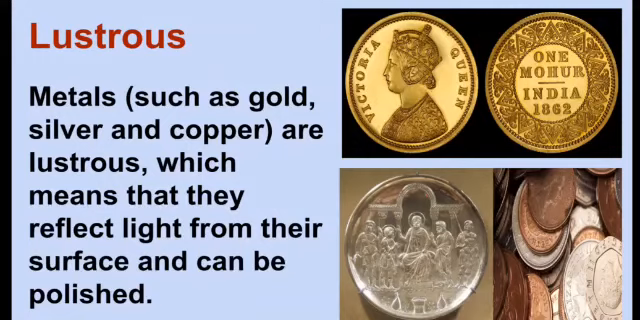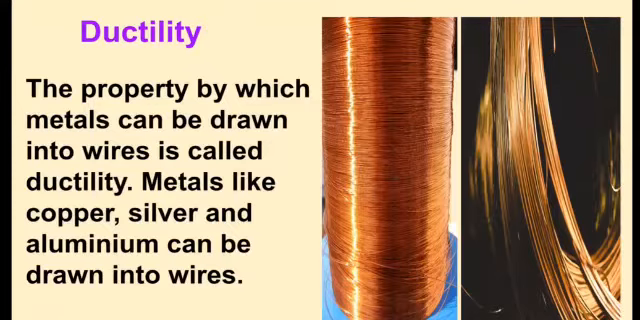Now, we will study the lustrous quality of metals. What is luster? Luster is a quality of giving a shiny surface. Okay. Metals such as gold, silver and copper are lustrous, which means that they reflect light from their surface and can be polished. So the metals which have a shiny surface are called lustrous. Now we'll talk about ductility. What is ductility? Ductility means a metal can be drawn into wire.